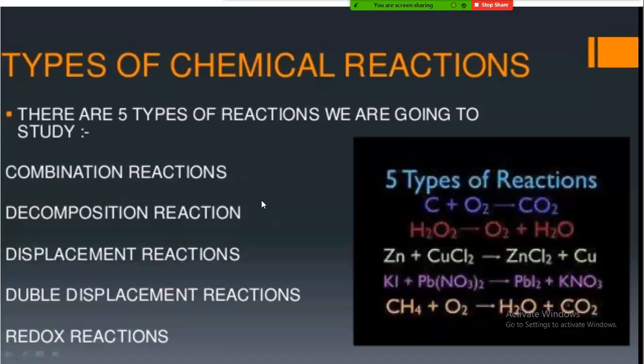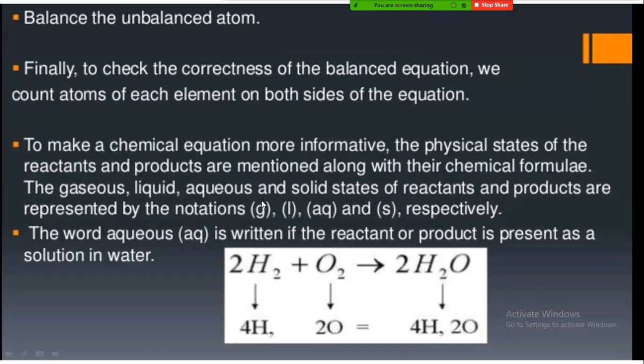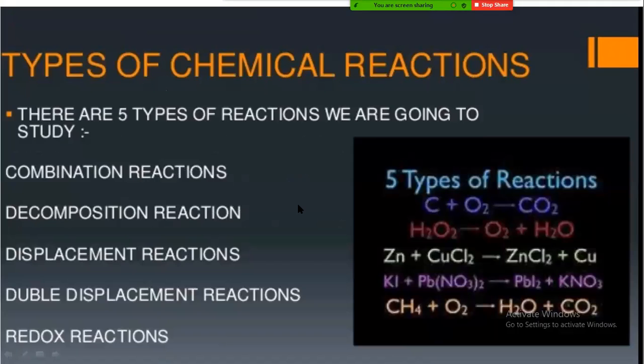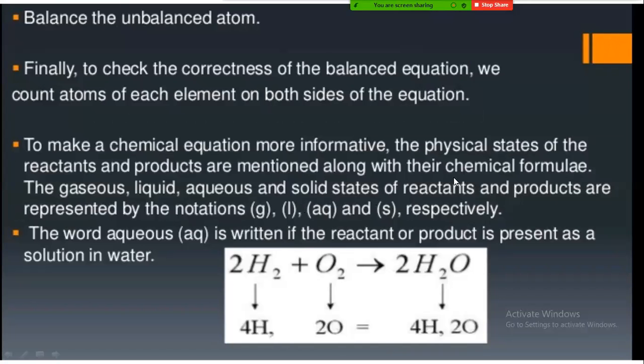So there are different types of chemical reactions that we will be discussing, but before that we will do some practice of balancing the chemical reaction.